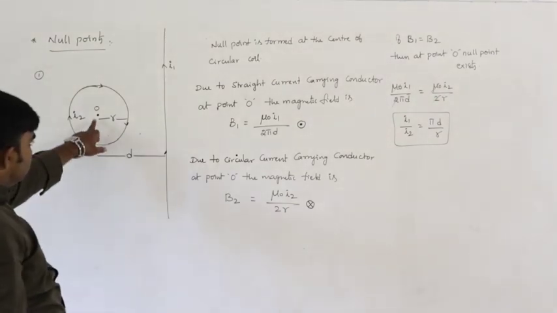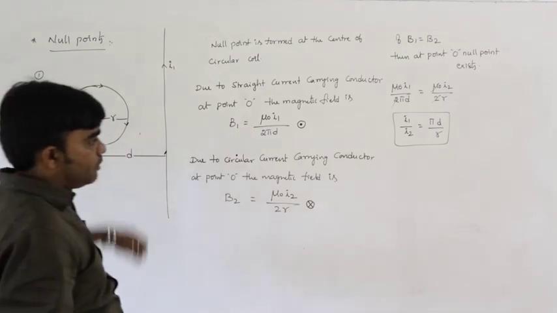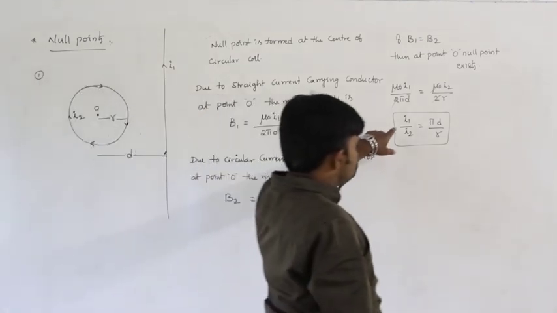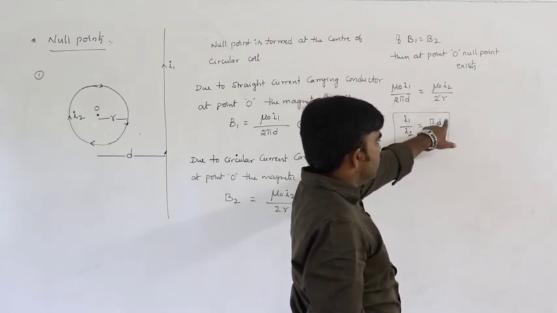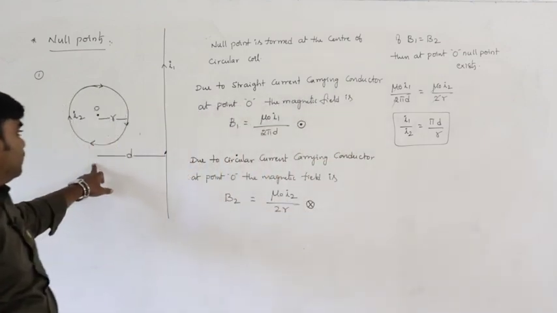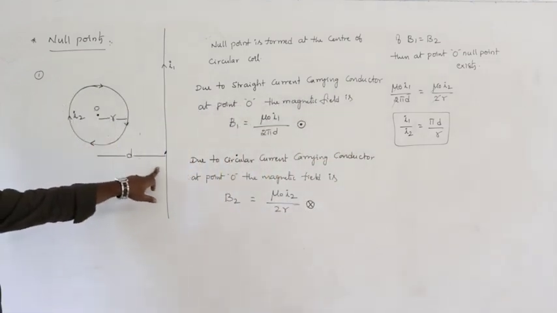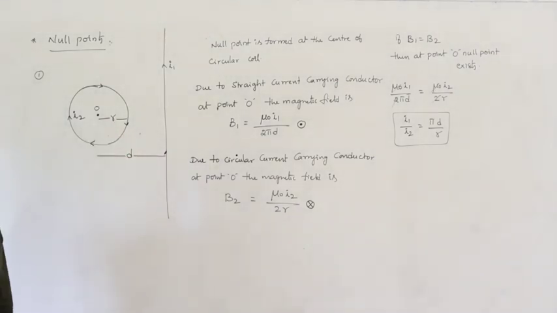For the formation of the null point at the point O, what is the condition? I1 by I2, the ratio of the currents, is equal to pi d by R. What is d? Distance of the point O from the straight current carrying conductor. R is the radius of the circular coil. So that is the situation.